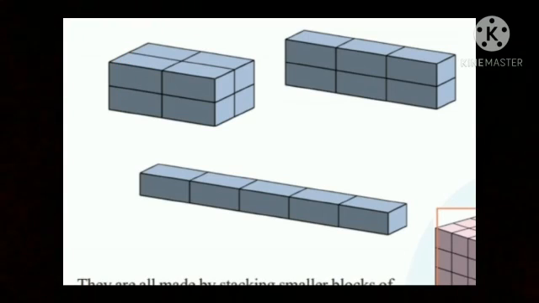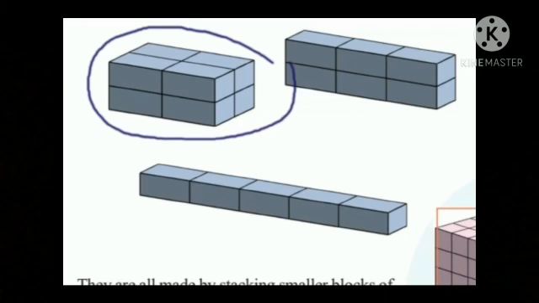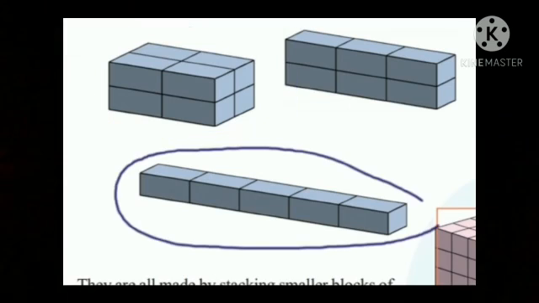Look at the next picture. How many smaller blocks are there? There are 6 blocks, isn't it? Then moving to the third one. How many blocks are there? There are 5 blocks. Then can you say which is bigger and which is smaller? The first picture is bigger and the last one is smaller, isn't it?